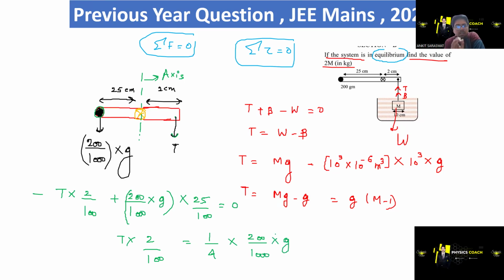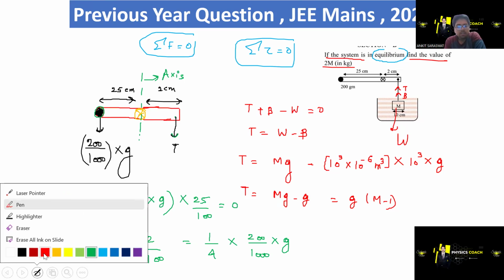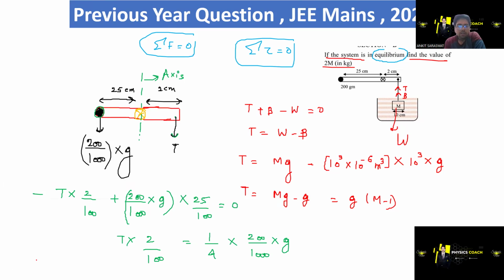I am solving in a very easy manner because you will solve quickly. Within a second you can solve the equation. That's not a big deal. But my main motto is to make you understand how to approach such problems. So whenever they say the word equilibrium, it means net force is 0, net torque is 0.